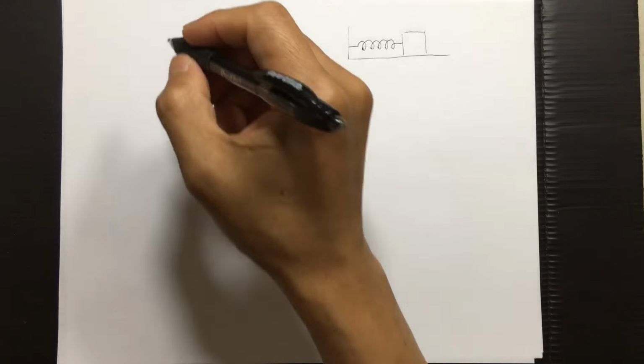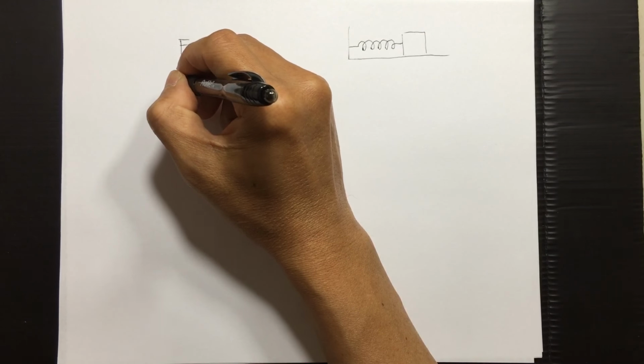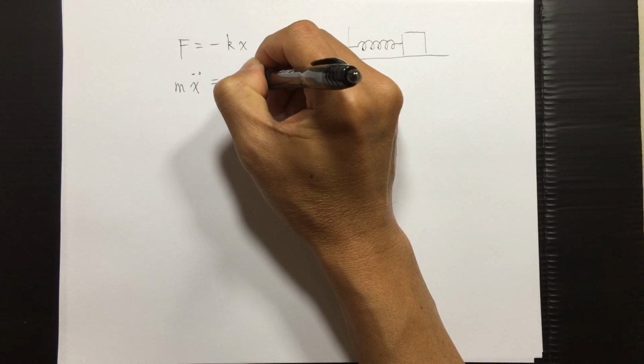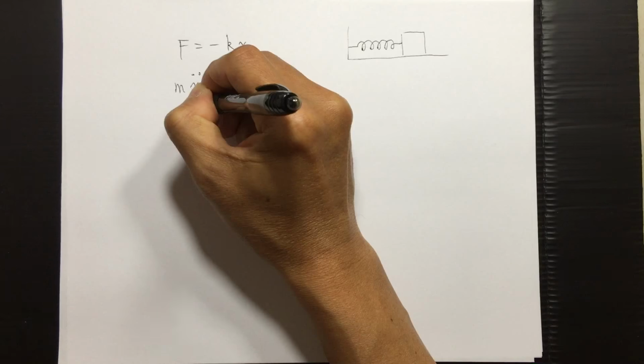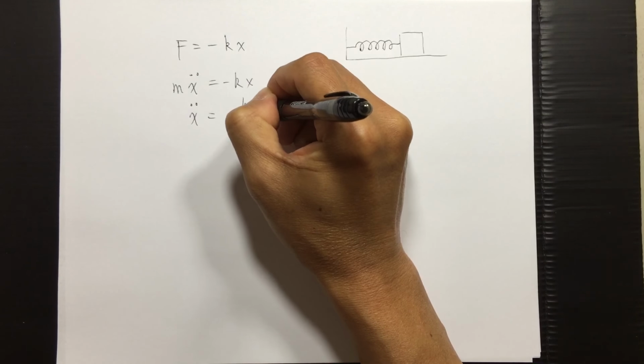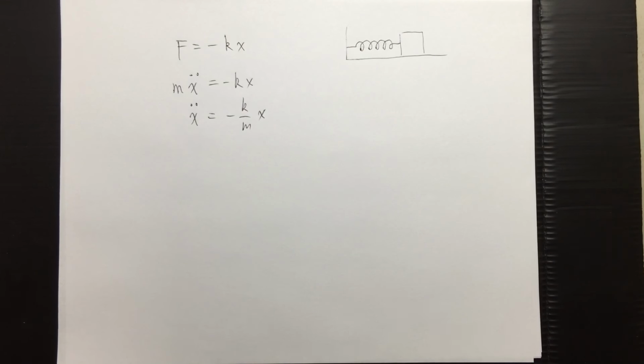This is obviously M x double dot equals minus K X, so x double dot equals minus K over M times x, where K over M is a positive figure, okay?